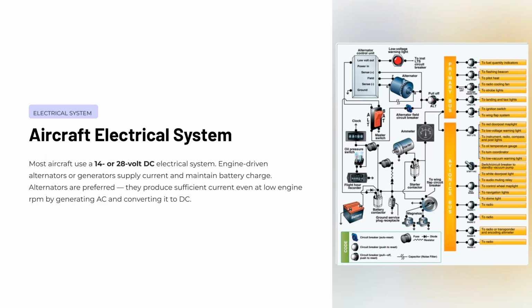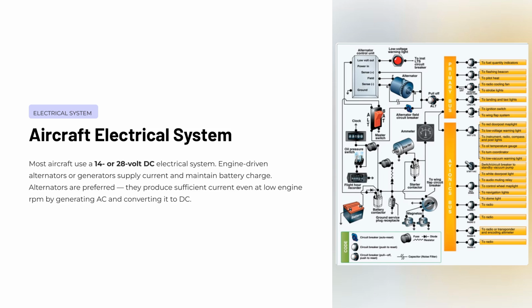Most aircraft are equipped with either a 14-volt or 28-volt direct current electrical system. The primary source of electrical power comes from engine-driven alternators or generators, which supply current to the aircraft's electrical components while simultaneously keeping the battery charged. Alternators are generally preferred over generators in modern aircraft, and there's a good reason for that.